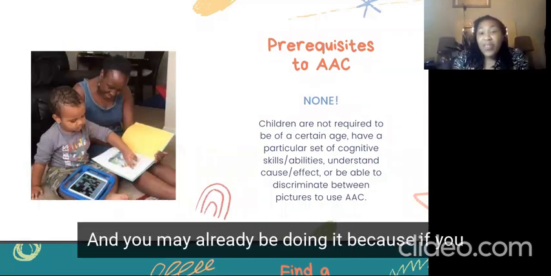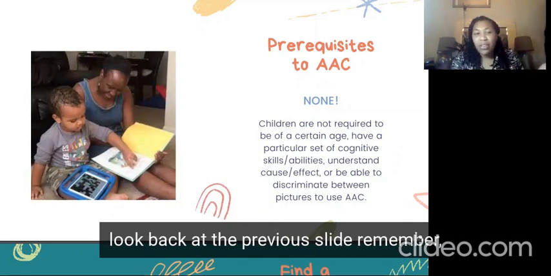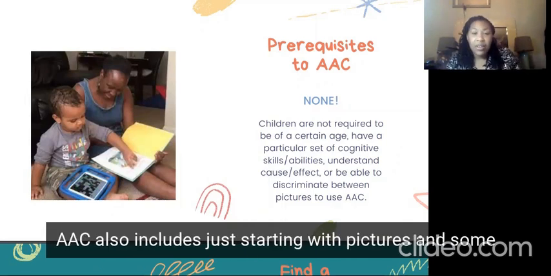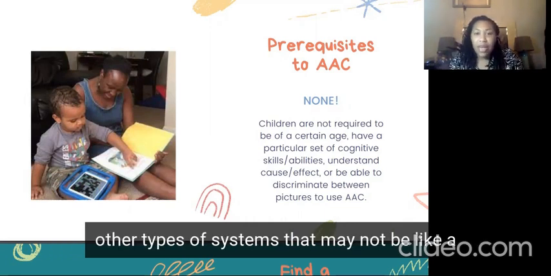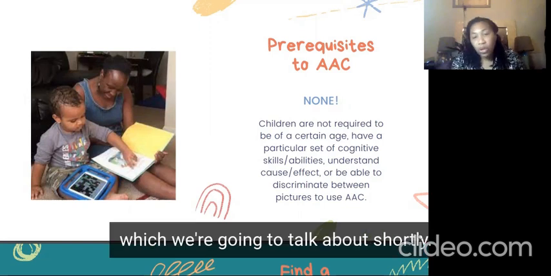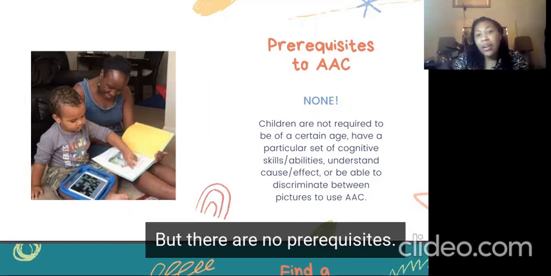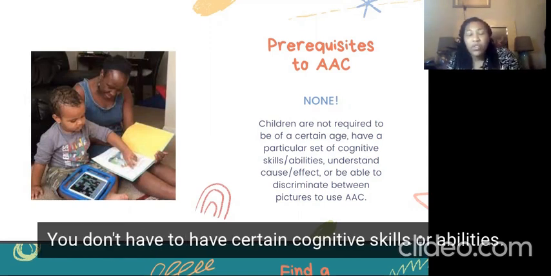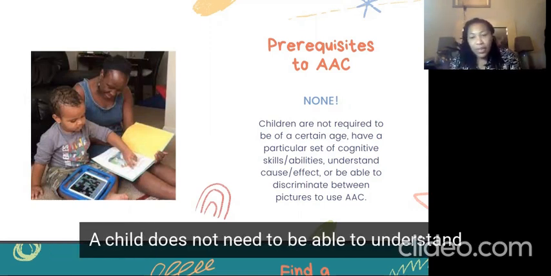And you may already be doing AAC, because if you looked back at the previous slide, remember AAC also includes just starting with pictures and some other types of systems that may not be like a high-tech system, which we're going to talk about shortly. But there are no prerequisites. So you don't have to be of a certain age. You don't have to have certain cognitive skills or abilities.